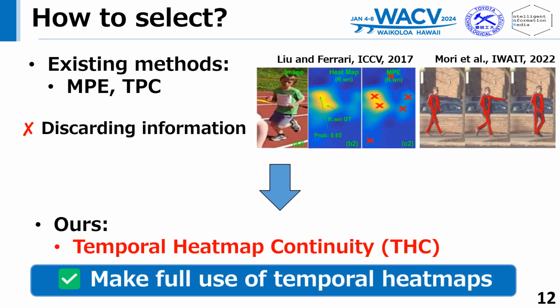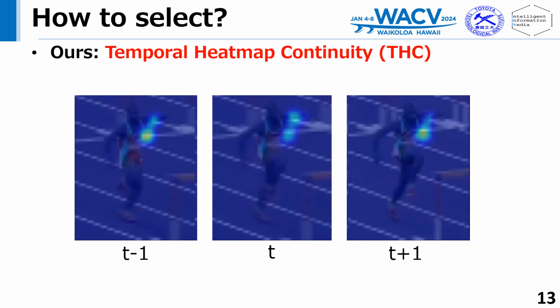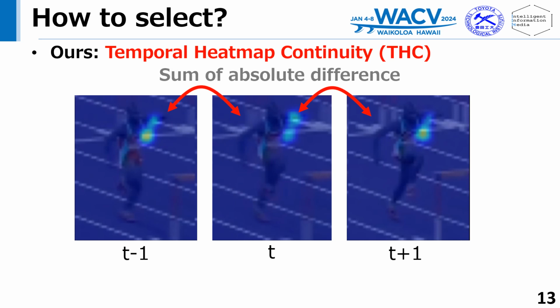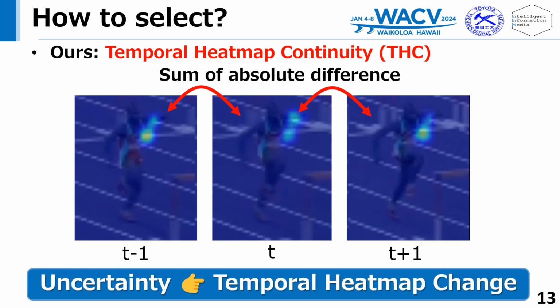In comparison, we propose temporal heat map continuity to make full use of these temporal heat maps. Our THC measures uncertainty by calculating the distribution distance between the temporally adjacent heat maps. In this study, we use the sum of absolute difference as this distribution distance. This allows us to quantify the uncertainty from the rich temporal heat maps and their change.